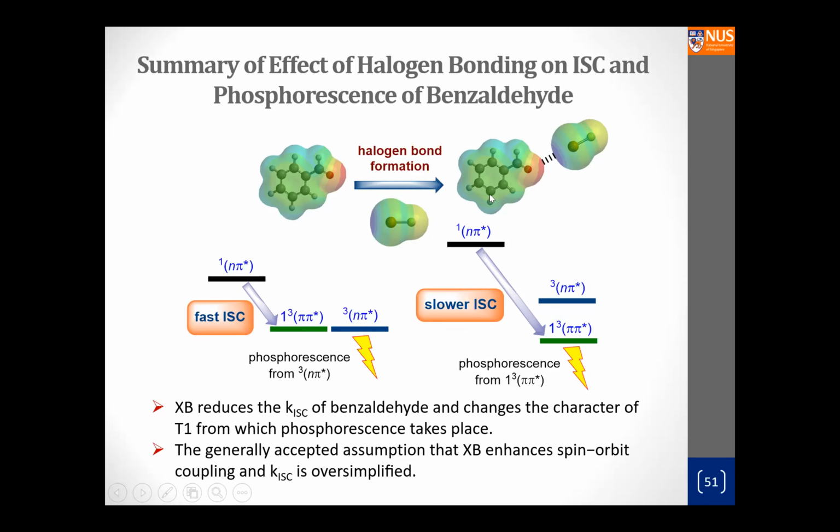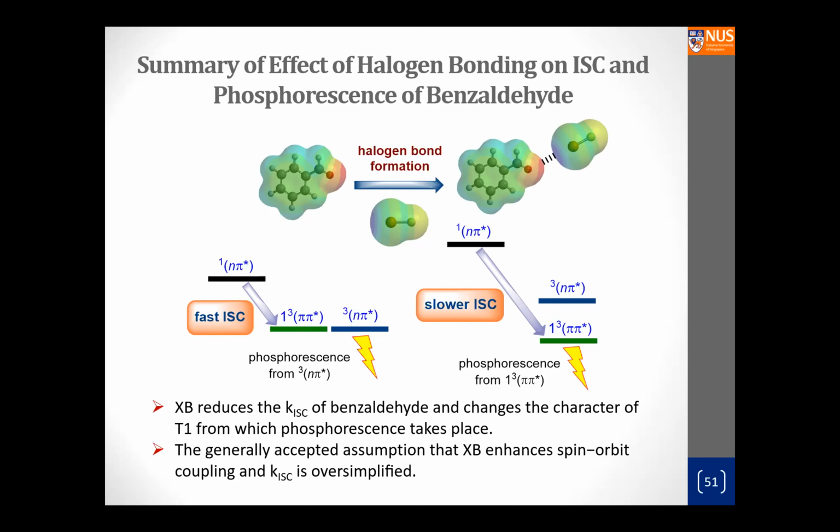When the formaldehyde interacts with the halogen bond system, because of the stabilization by the halogen bond, the n to pi star is now raised, the same for the triplet and the singlet state. So the difference is because of this change in orbital energy. Now in this case, there is a slower intersystem crossing rate. In the case of halogen bond interaction, the fluorescence now occurs from the singlet n to pi star to the triplet pi to pi star, so it actually changes the orbital. This still explains the experimental observation of the rate.